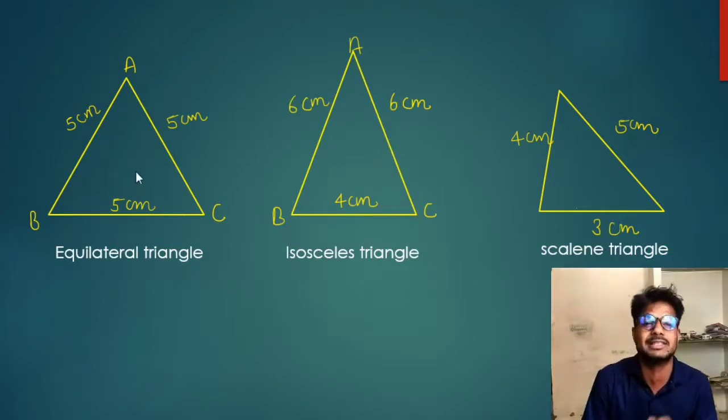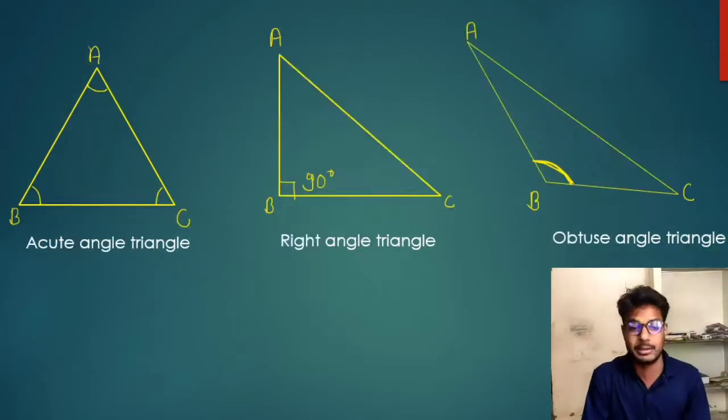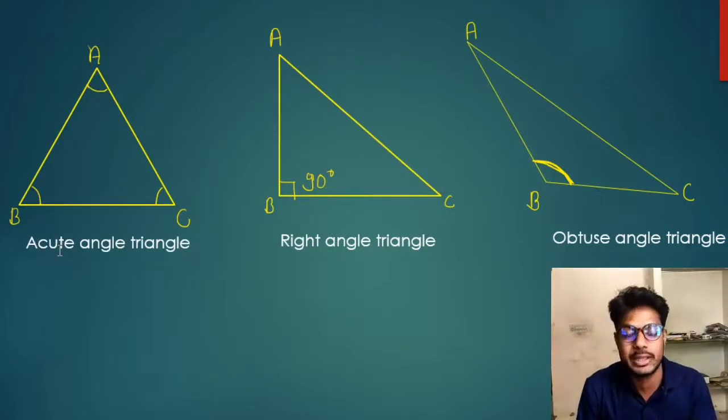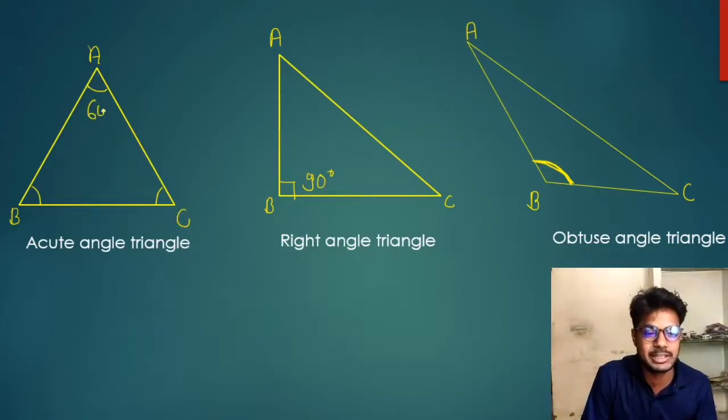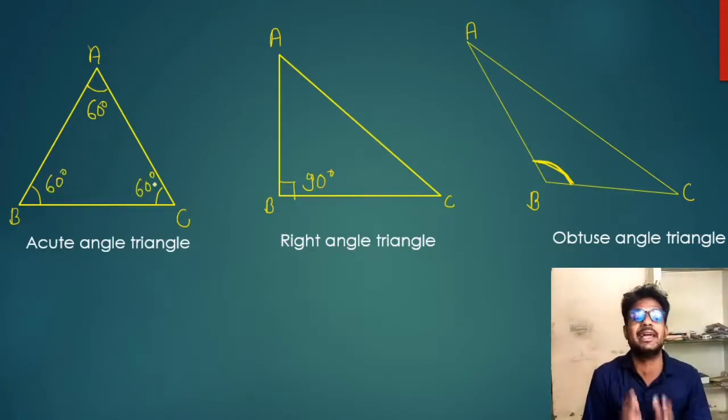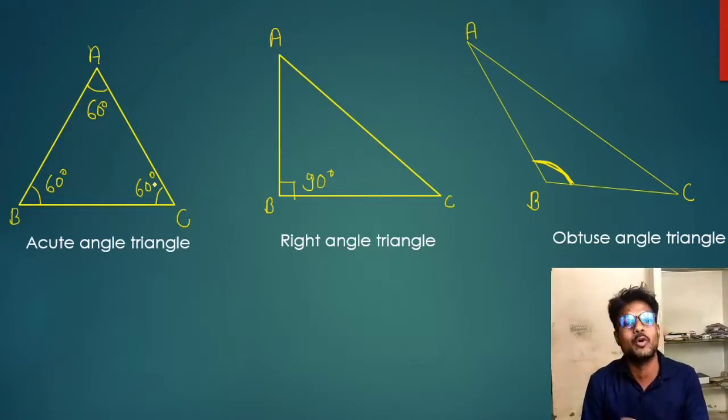Now we will classify the triangle according to the angle. If all three angles are between 0 and 90 degrees, suppose this is 60 degrees, this is also 60 degrees and this is also 60 degrees, then the triangle is called an acute angle triangle. What is an acute angle triangle? All three angles should be between 0 and 90 degrees.